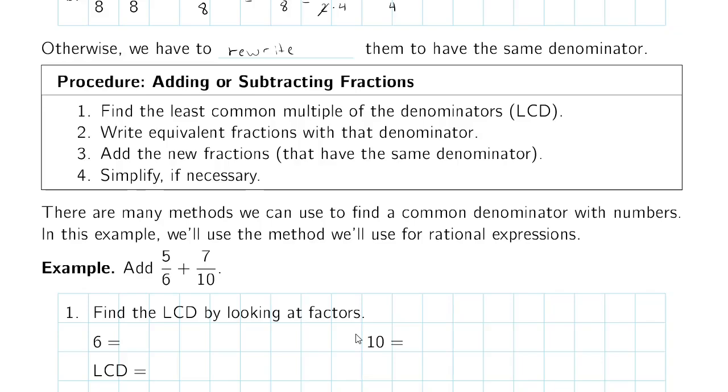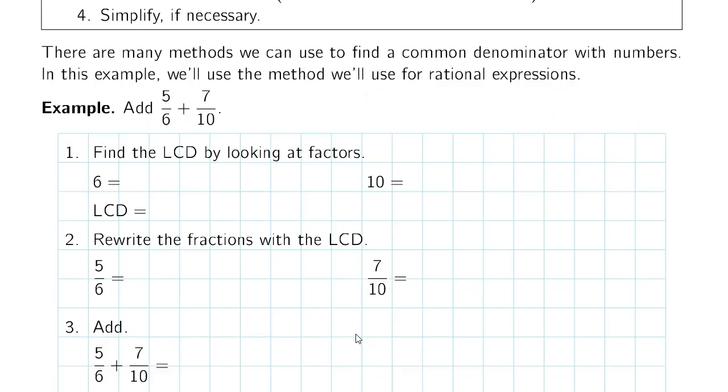So in this example, we're going to add 5/6 plus 7/10. And these are nice small numbers. There are a lot of shortcuts that we could use to get us to the sum of these two fractions, but I'm not going to use any of the shortcuts because my goal is to be able to apply the same techniques when, instead of being small numbers, my denominators are polynomials. So I'm going to find the least common multiple of 6 and 10 by looking at their prime factorizations.